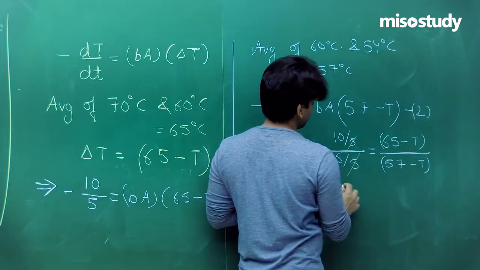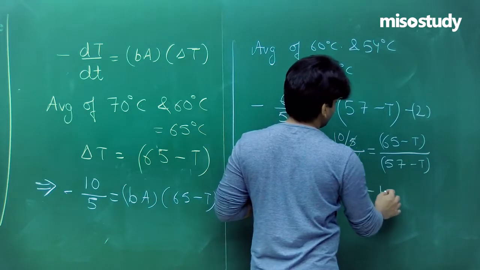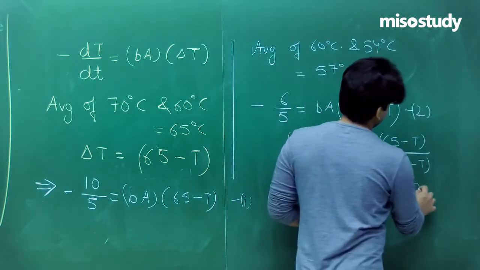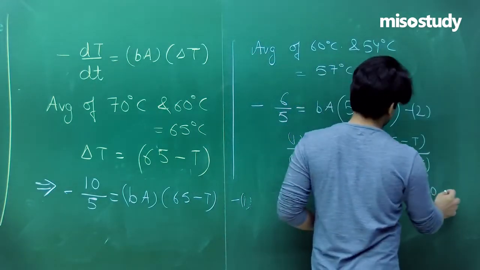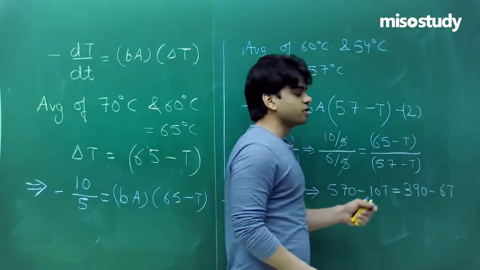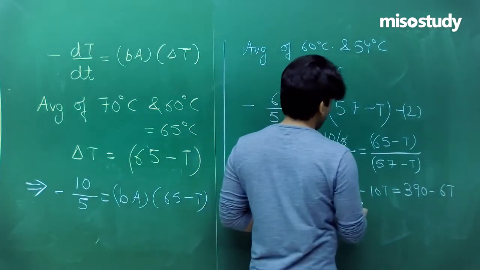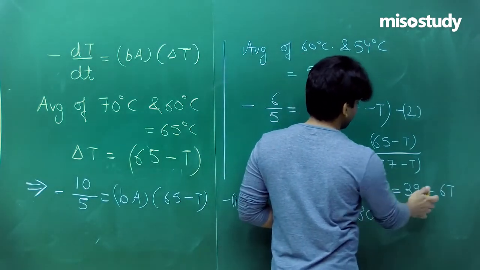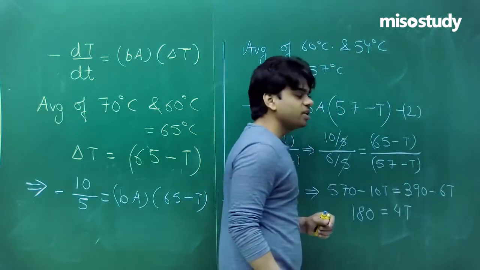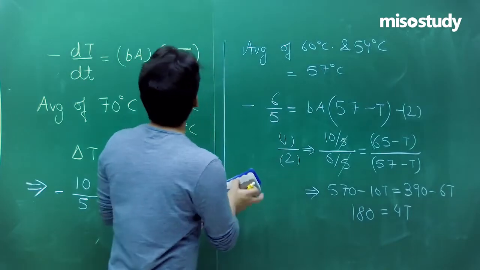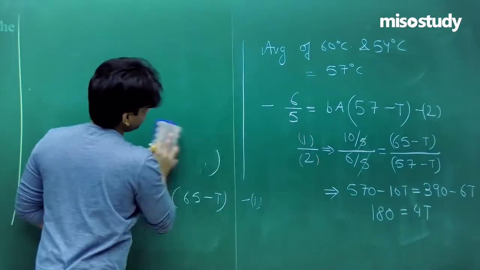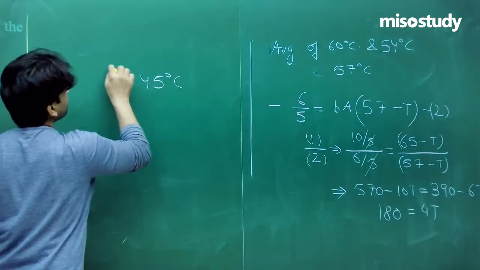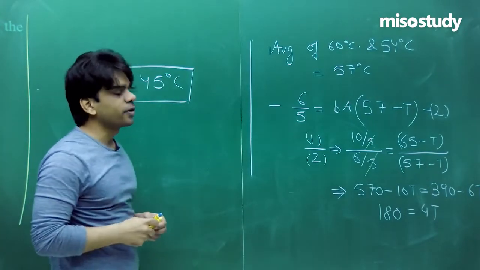So 10 into 57 minus T gives 570 minus 10T is equal to 6 into 65. That will be 390, minus 60T. Using this equation, we evaluate the value of T. 570 minus 390 will be 180. So 180 is equal to 10T minus 60T, which gives 40T. T will come out to be 45. So let me write down the value of T that we arrive at: T is equal to 45 degrees Celsius. Finally, this is the response that we get, 45 degrees Celsius.